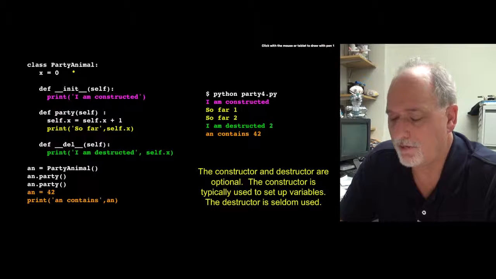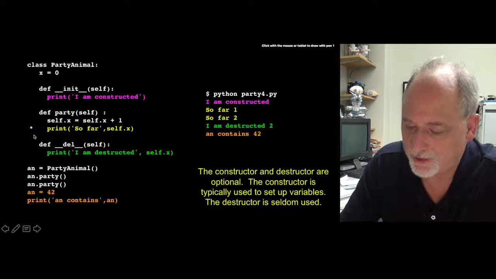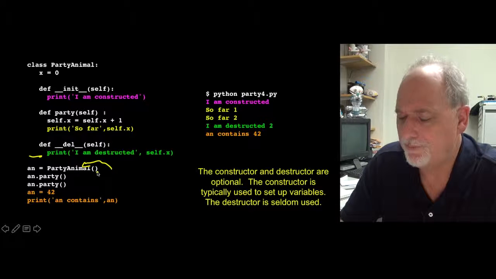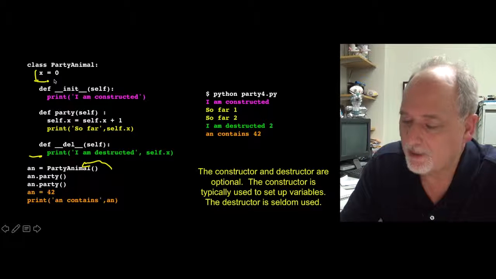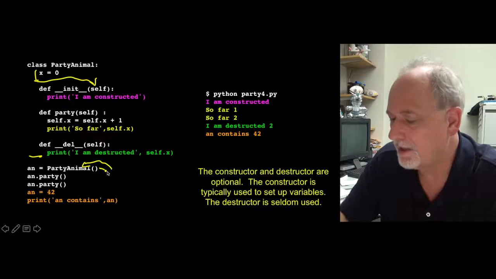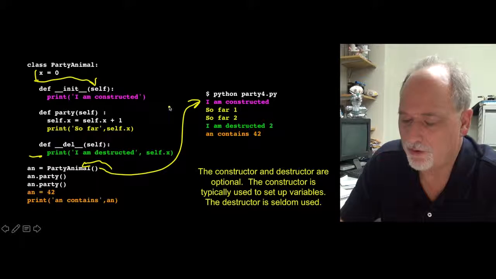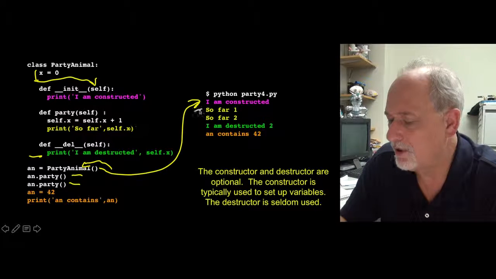So let's go ahead and run this. And so again, this doesn't really do any code up to here. That just defines party animal, but this is the constructing of it. And basically that says, oh, and it really kind of creates these variables, and then it also runs the constructor. And so in this case, this line right here is causing the I am constructed message to come out. Then we do an party, and that says 1 and 2.